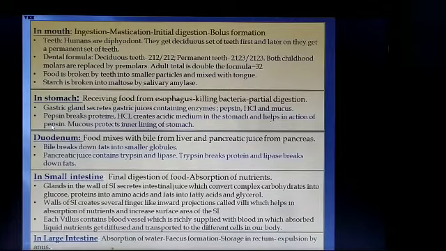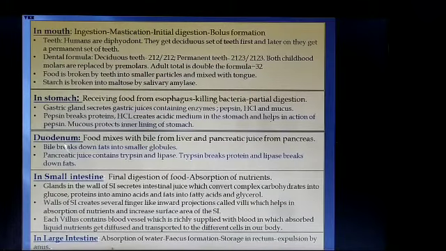So what does pepsin do? Pepsin breaks down protein, and not only that, the inner lining of the stomach also secretes mucus. This mucus again does the same function, protection of the stomach surface by lubricating it, right? So this is what happens in the stomach.